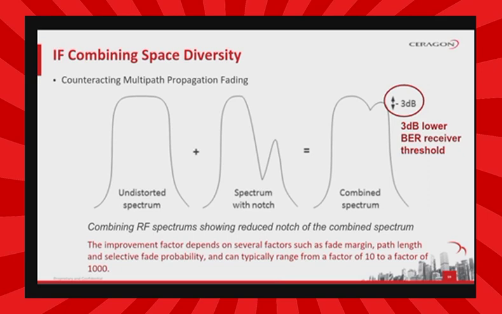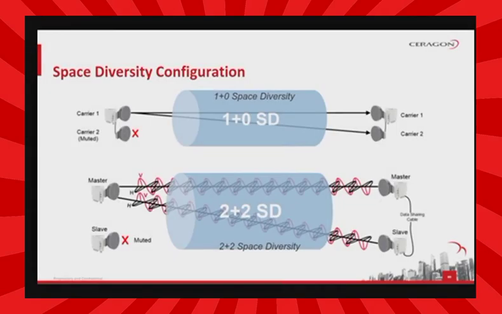An additional advantage of combining the two received signals in phase is an improvement in the flat fading receiver threshold. The sum of two correlated signals, when the thermal noise in the two receivers is non-correlated, results in a 3 decibels lower bit error rate threshold if flat fading occurs simultaneously in both antennas. Space diversity configuration.